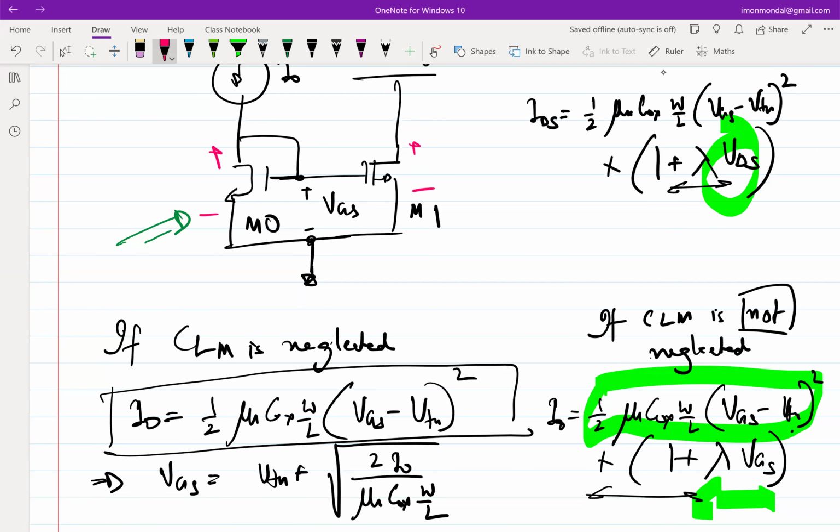If VGS and VDS are both the same, then the currents have to be the same, right? The value of VGS might change with respect to whatever you initially thought it might be, but as long as you can ensure that the gate to source voltage and the drain to source voltage are identical, then the currents have to be identical, regardless of whatever order the equation is. Okay, so that's it.